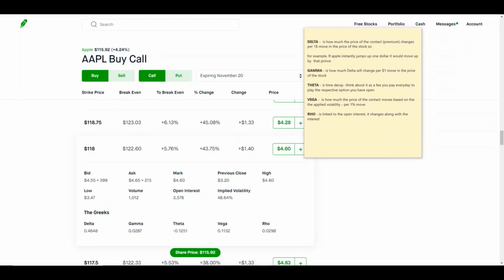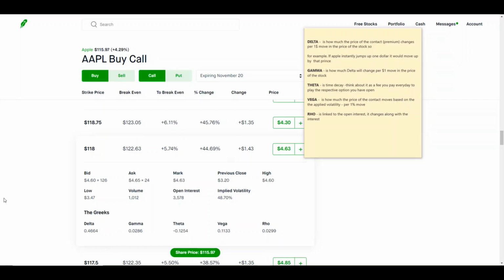All right, gamma. Gamma is how much the delta will change per $1 move in the price of the stock, right? For example, gamma is currently 0.0287. So if Apple goes up to 116.98, delta is going to change by the gamma value, which is 0.0287. So those are linked together, right?